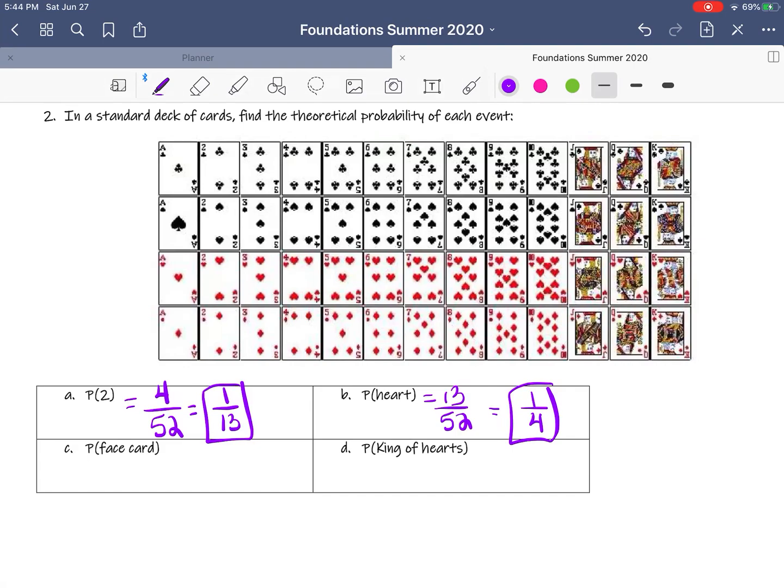Pause it here, and you find the probability of drawing a face card. That means it has a face on it. And then when you're done, unpause it and see if you got the same thing I got. There are 3, 6, 9, 12 face cards. And then reduce to be 3/13.